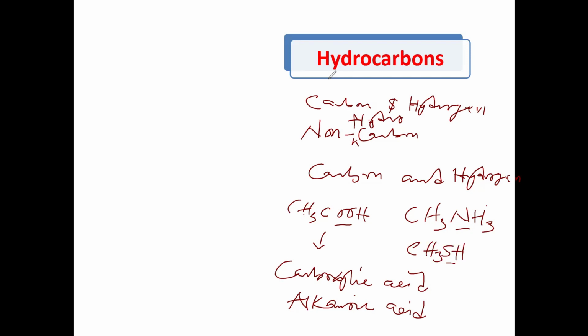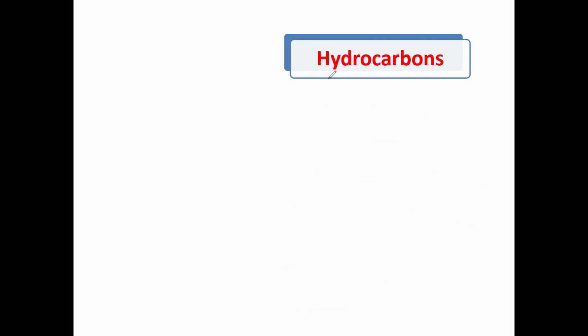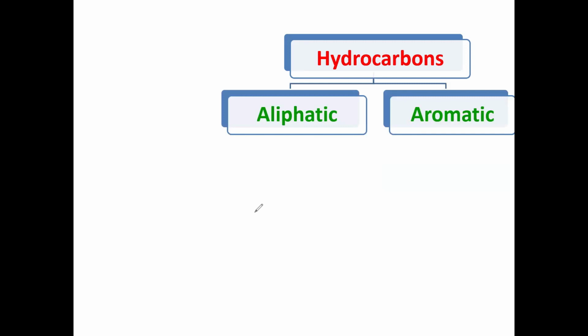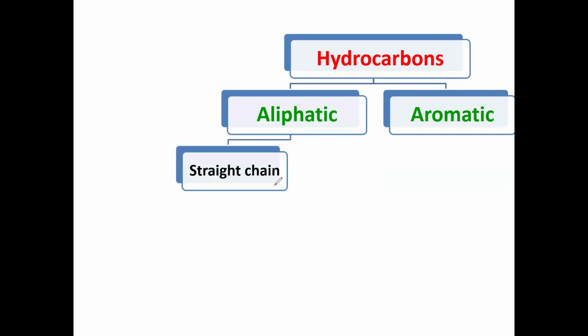So as I said, in organic chemistry, we have hydrocarbon and non-hydrocarbon. So now we are going to look at the classification of this hydrocarbon. Although I think we talked about this in our previous video, let's briefly talk about it here. So hydrocarbon is classified into aliphatic and aromatic. And of course, the aliphatic is divided also into two: straight chain and cyclic compounds.